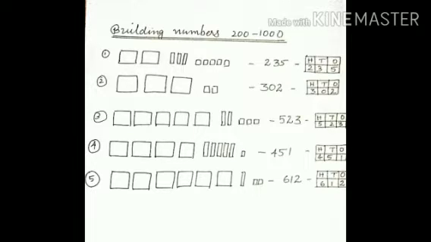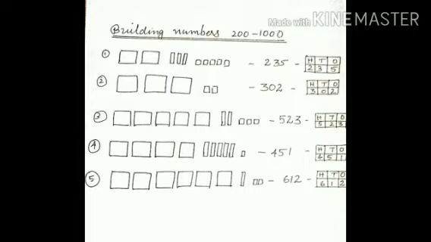And place value chart also we represented. So how will we read this number? 302. Third one is 523. There are 5 big squares, 2 rectangle roads, and 3 small squares.